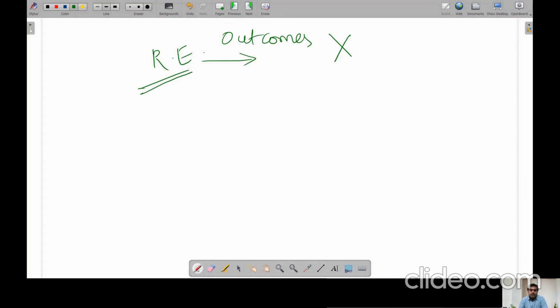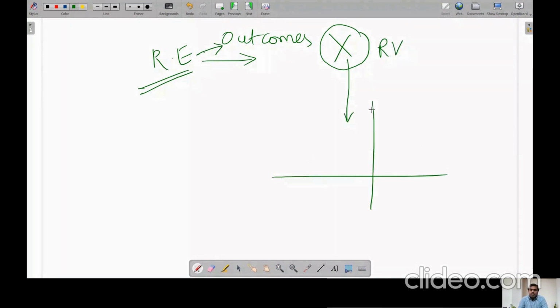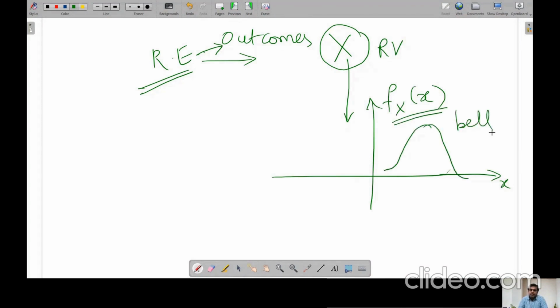Based on some random experiment, from those outcomes, I can define a random variable and I can plot the probability density function of a random variable. And if that probability density function is in the form of a bell curve, then this random variable will be said as Gaussian random variable. Got my point? Yes, sir. Okay.